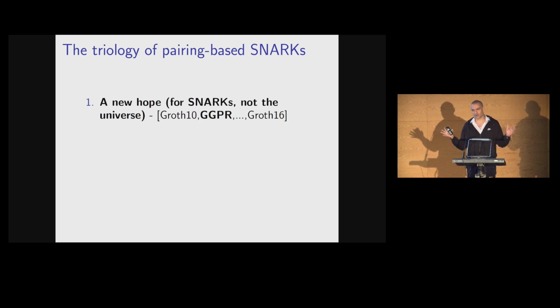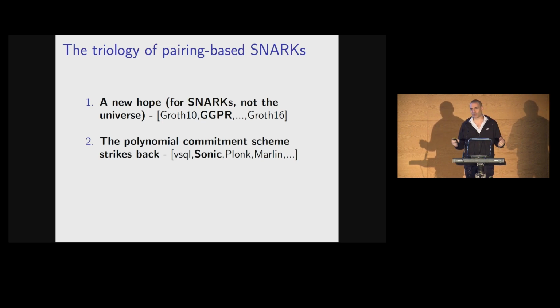where the first episode, A New Hope, was Jens Groth saying, look, we've got these cool things called pairings, and we can get proofs with a constant number of group elements without all the complications of the PCP theorem that SNARKs were based on back then. And then the pivotal moment in this chapter was GGPR that introduced QAPs that then were dubbed R1CSs, and that work said, look, this can really be practical. And Groth16, which we all know, optimized this approach. So this was a chapter where we said, let's basically do everything with pairings.